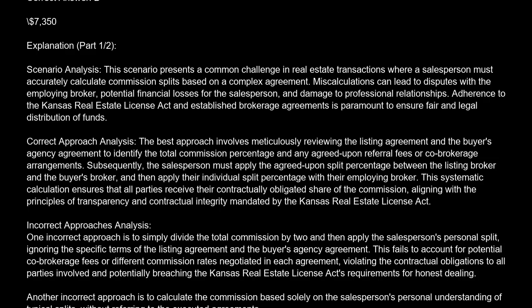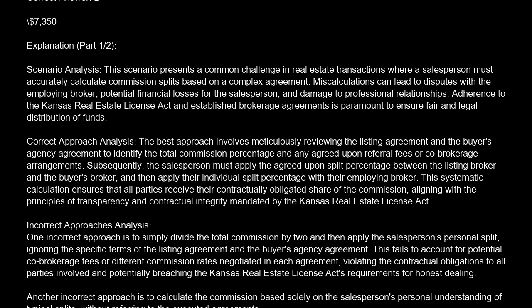Correct approach analysis. The best approach involves meticulously reviewing the listing agreement and the buyer's agency agreement to identify the total commission percentage and any agreed-upon referral fees or co-brokerage arrangements. Subsequently, the salesperson must apply the agreed-upon split percentage between the listing broker and the buyer's broker, and then apply their individual split percentage with their employing broker. This systematic calculation ensures that all parties receive their contractually obligated share of the commission, aligning with the principles of transparency and contractual integrity mandated by the Kansas Real Estate License Act.